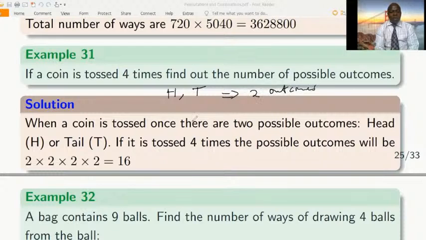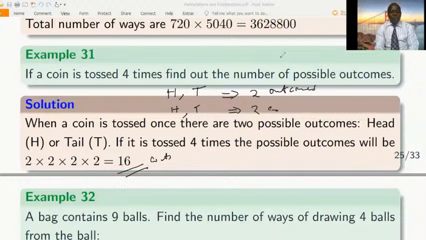Now when you toss it next time, again you have the same chances that you may get a head or a tail. There'll be another choice, 2 other outcomes. So every time you toss that coin, you have 2 outcomes. So if you are to toss it 4 times, you have 2 times 2 times 2 times 2, which are 16 outcomes.